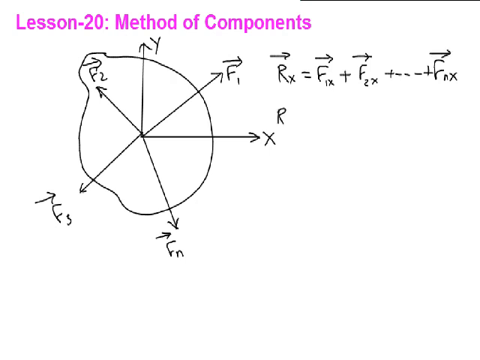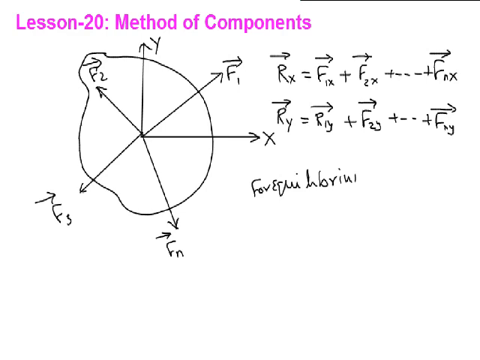Similarly, you can say that the y component of the resultant of the forces is the sum of the y components of the forces. So we'll write so on up to Fny bar. And we know that for equilibrium, the magnitude of R bar should be equal to 0.